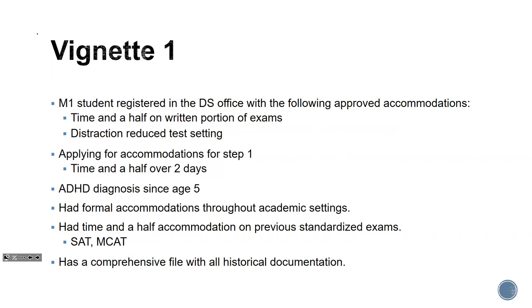So case one, this is an M1 student who's already registered with your office. This student has approved custom accommodations for medical school since the student enrolled. They have time and a half for all written portion of exams and quizzes in a reduced distraction environment. The student was diagnosed with ADHD at age 5, has historical documentation dating back through early childhood, all the way through undergraduate. They received time and a half for the SAT and the MCAT. Now, stop the recording for a minute so you have time to think through what's needed for this student.